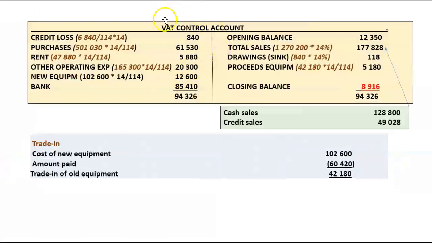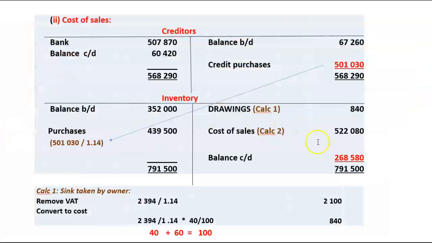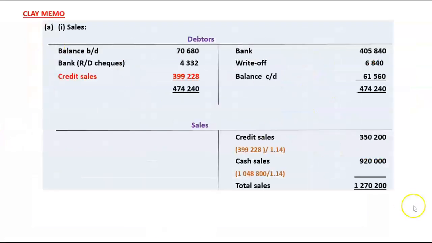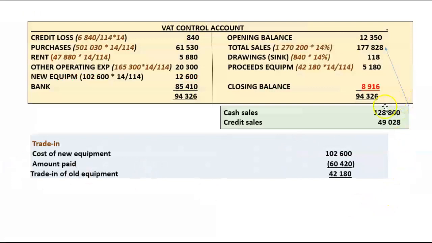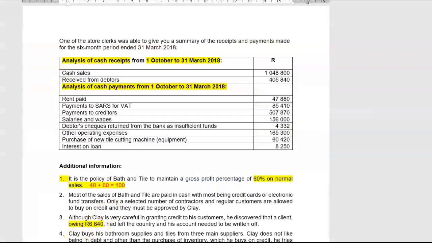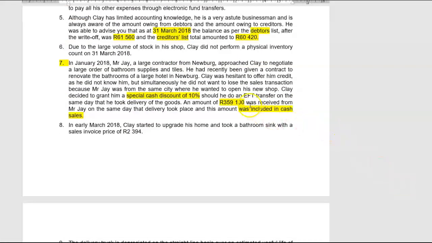And then here in our VAT control account, we would have had cash sales, 128,800. And that is the 920,000 multiplied by 14%, or the difference between the 104,800 and the 920,000, 128,800. The cash sales and the credit sales at the end of the day makes up that figure in the account itself of 177,828. Good.